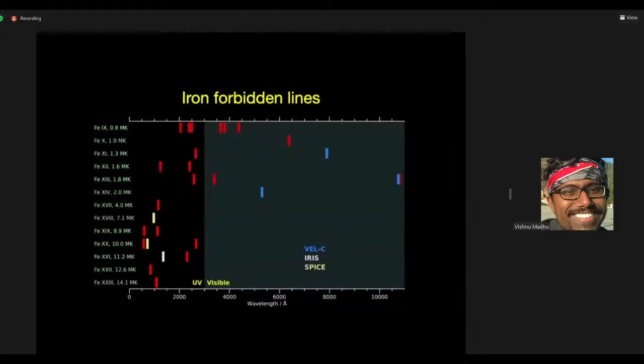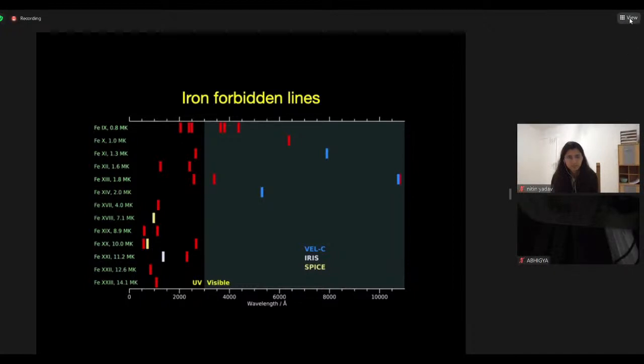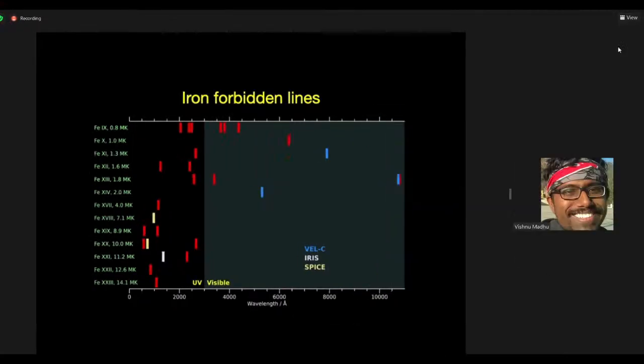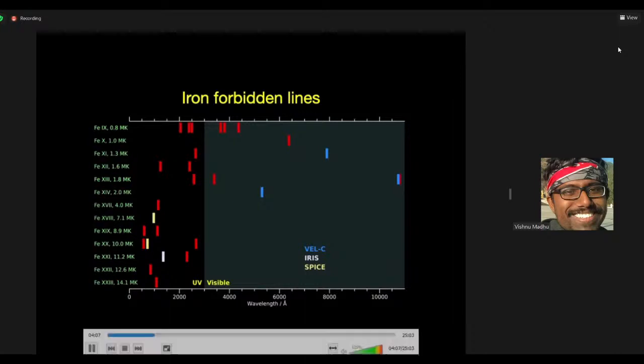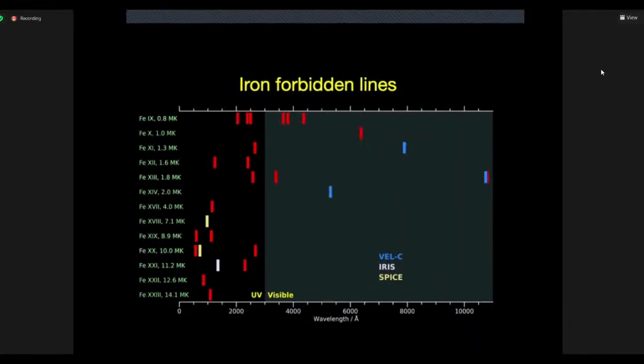Now, in this plot, what I've done is take all of the coronal ions and plot their strongest forbidden lines as a function of wavelength. So all of the lines are above 500 angstroms. Many of the cooler ion lines are in the visible and near infrared, giving access to the corona from the ground, although only above the limb. And of course, these lines have been observed for decades during eclipses and more recently with ground-based coronagraphs. VELC on Aditya will observe 3 of these lines, and I've indicated those in blue here.